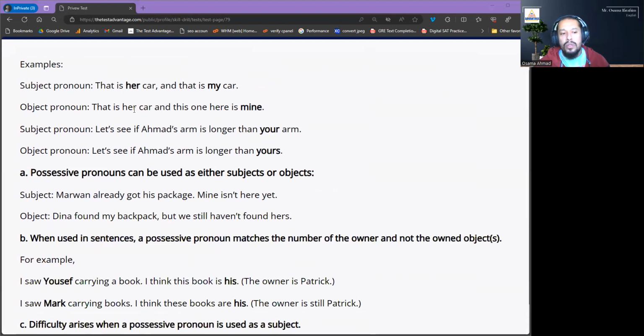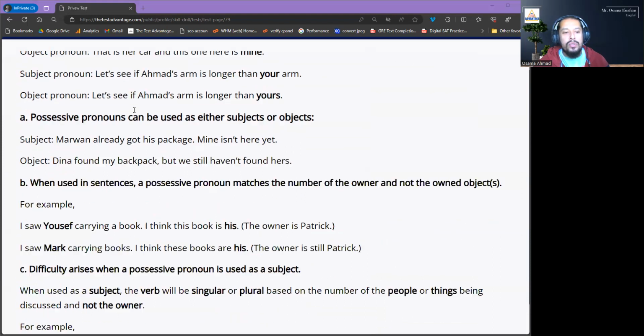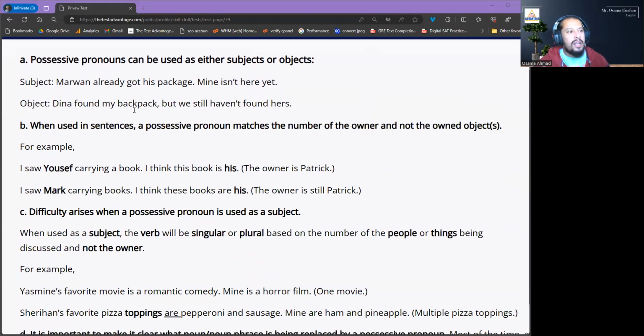So here are examples. I won't dive too much into the examples, because I know you guys know pronouns. Anyway, possessive pronouns can be either subjects or objects, right? Marwan already got his package. Mine, you see, like this is a subject. Oh, possessive pronoun, subject. It's okay. Dina found my backpack, but we still haven't found hers, the object, right?